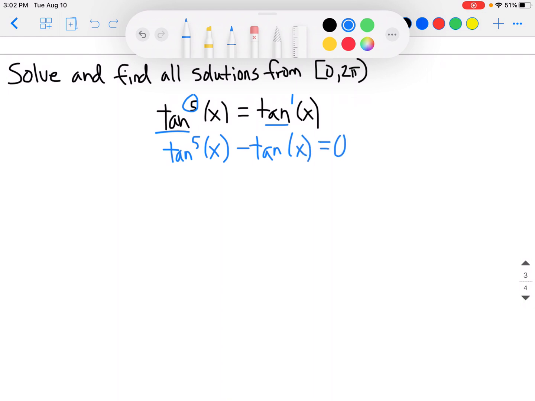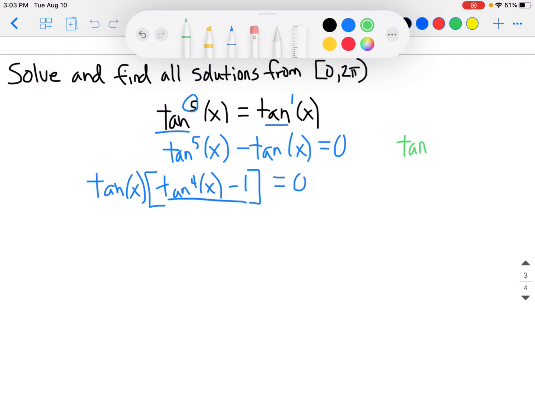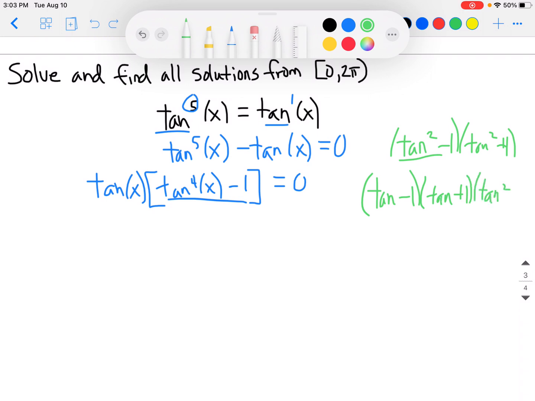My goal here is to now be able to factor out a tangent, and so I'm going to do that. So I'm going to go tangent of x times tangent to the fourth power of x minus 1 is all equal to 0. Now the thing is, this factors out a lot. I'm going to do this off to the side here. So we have tangent squared minus 1 times tangent squared plus 1. This is a difference of squares, so I'm going to get tangent minus 1 tangent plus 1, all this times tangent squared plus 1.